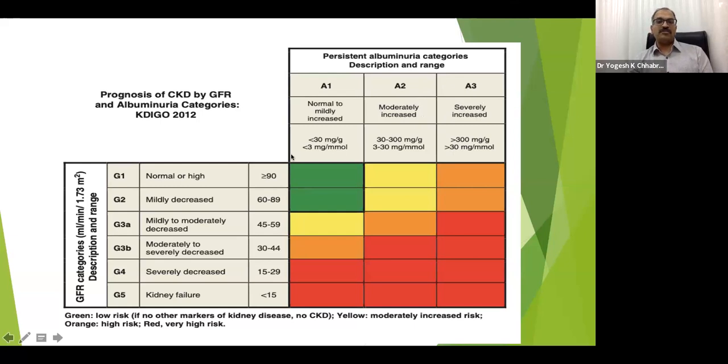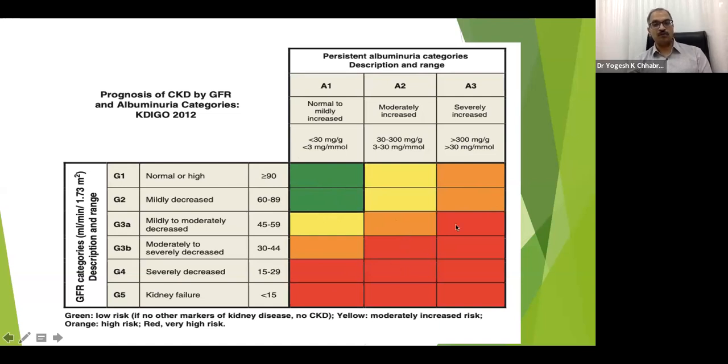Why are we concerned about this albuminuria? Suppose a person comes to you with stage 2 as per the GFR criteria, but the albuminuria is in a severely increased range. The chances of further progression are very high as compared to a person who has normal albuminuria. These green boxes say that it is almost a static disease, the progression is very, very minimal. In yellow, the chances are moderately increased. Orange is at a very high risk, and red is very, very high risk.